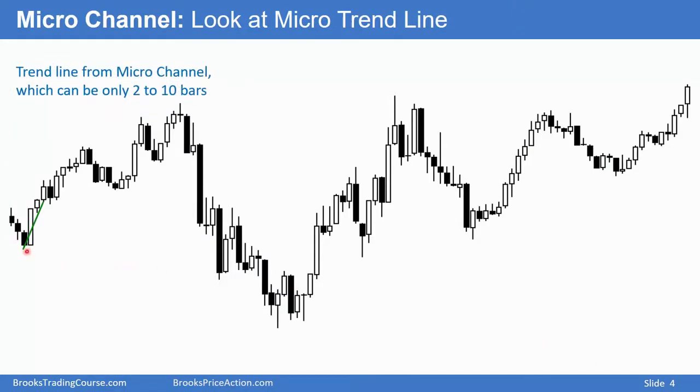Here we have a micro channel. We have a bar, another bar that did not trade below its low, another bar that did not trade below its low, another bar that did not trade below the low of the prior bar. So this is a 4-bar bull micro channel. This bar traded below the low of that bar, so this is the end of the bull micro channel.